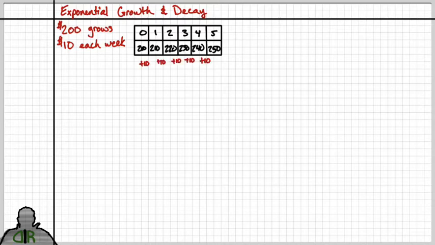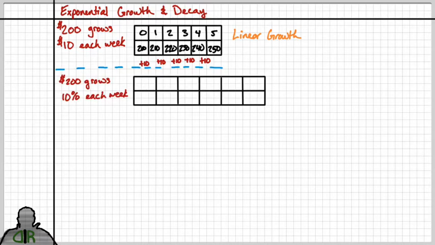This is not an exponential growth. This is what we would call a linear growth because it is only growing by $10 each week, and it's the exact same amount. Remember what we did in our last lesson: if it is simply going up by the same amount every interval, then it is simply linear growth. So this one's not too bad. This is what we have been used to. Okay, let's look at something that is going to be exponential growth.